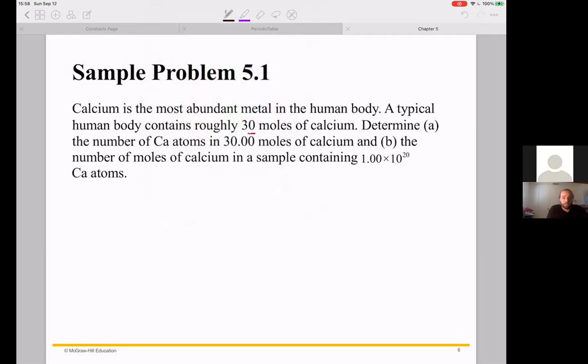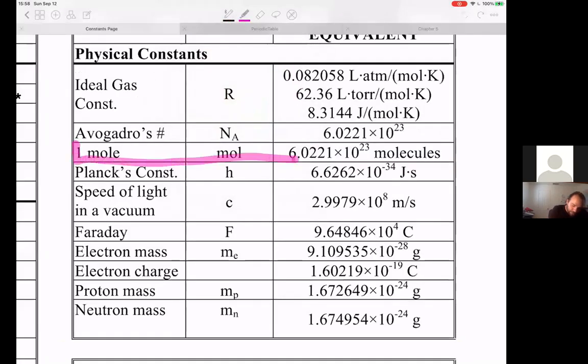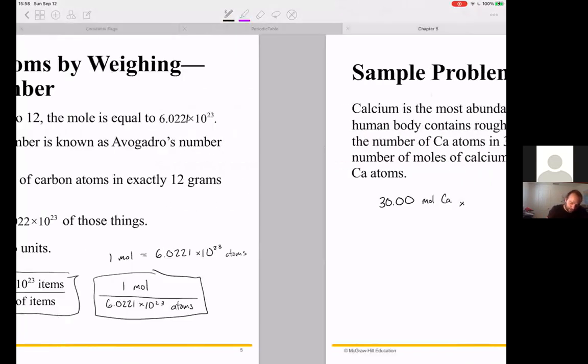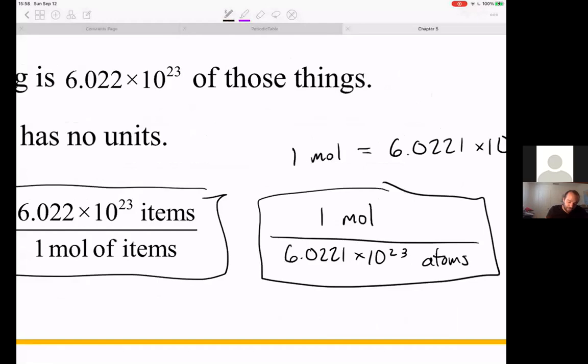And how am I going to set this up? Well, I'm going to start out with the quantity given, which is the 30.00 moles of calcium. And then I'm going to use Avogadro's number, that conversion factor. So remember, I looked on my constants page and found this right here. That told me 1 mole was equal to that many molecules, or in this case, atoms. And then I turned it into a conversion factor, one of the two directions.